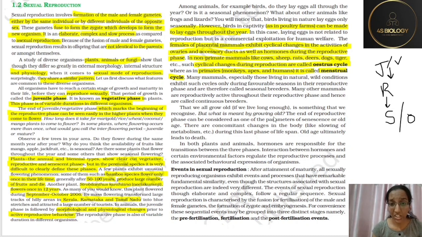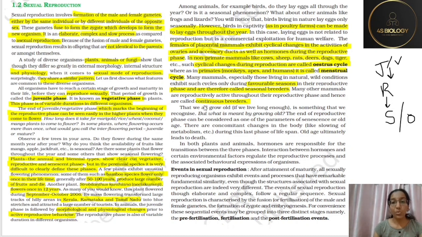So this is menstrual cycle. Many mammals, especially those living in the natural wild condition, exhibit such cycles only during favorable seasons in the reproductive phase and therefore are called seasonal breeders. If reproductively active only during the favorable season or time, it is called seasonal breeders. If it is active completely throughout the year, they are continuous breeders.